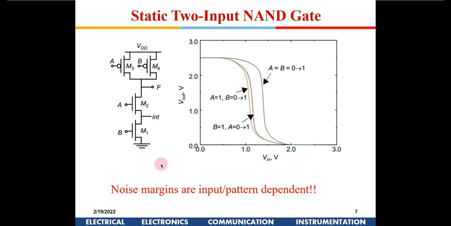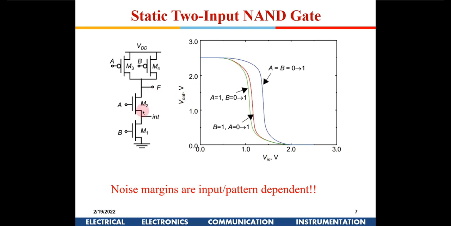So for the same circuit, multiple VTCs are possible. That's what it says. Noise margins are input pattern dependent, because noise margin is the slope here from 0 to 1. That's why I called it noise margin.